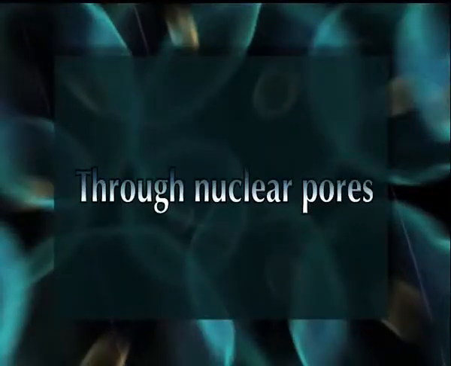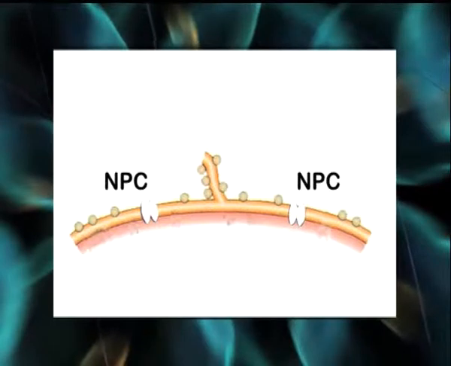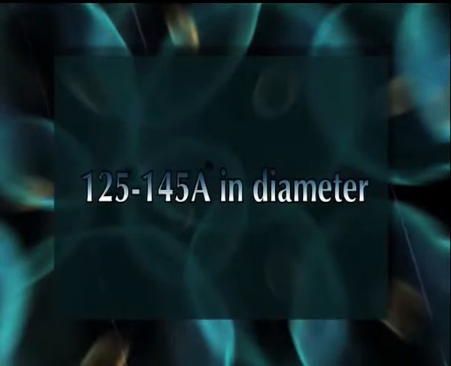The exchange of materials occurs in different ways. Number 1, through nuclear pores. Most of the macromolecules pass through the nuclear pores of the nuclear envelope. The ribonucleoprotein particles synthesized in the nucleus pass through the nuclear pores in filamentous form. The largest particles passing through the nuclear pores were found to be about 125 to 145 angstrom in diameter, that is, much smaller than the nuclear pore size.